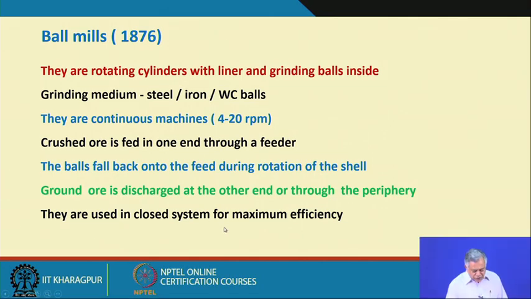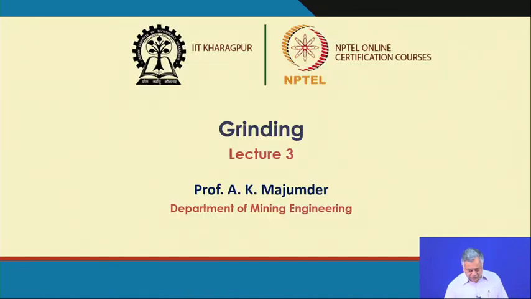They are used in closed systems for maximum efficiency. Ball mills are generally used in a closed circuit operation for maximum efficiency.